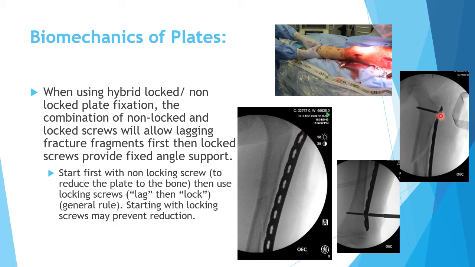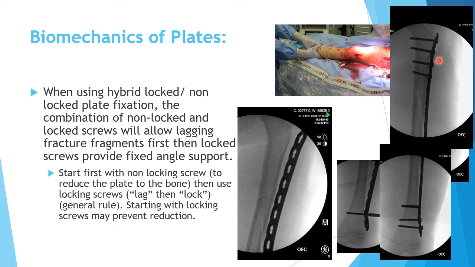So we use a regular non-locking screw above and a non-locking screw below. That will allow us to use the plate as a reduction tool and will allow the plate to be pushed to the bone. And then after that, if you would like to add more non-locking screws, you can. In this example, the plate is away from the bone, so we use a locking screw.